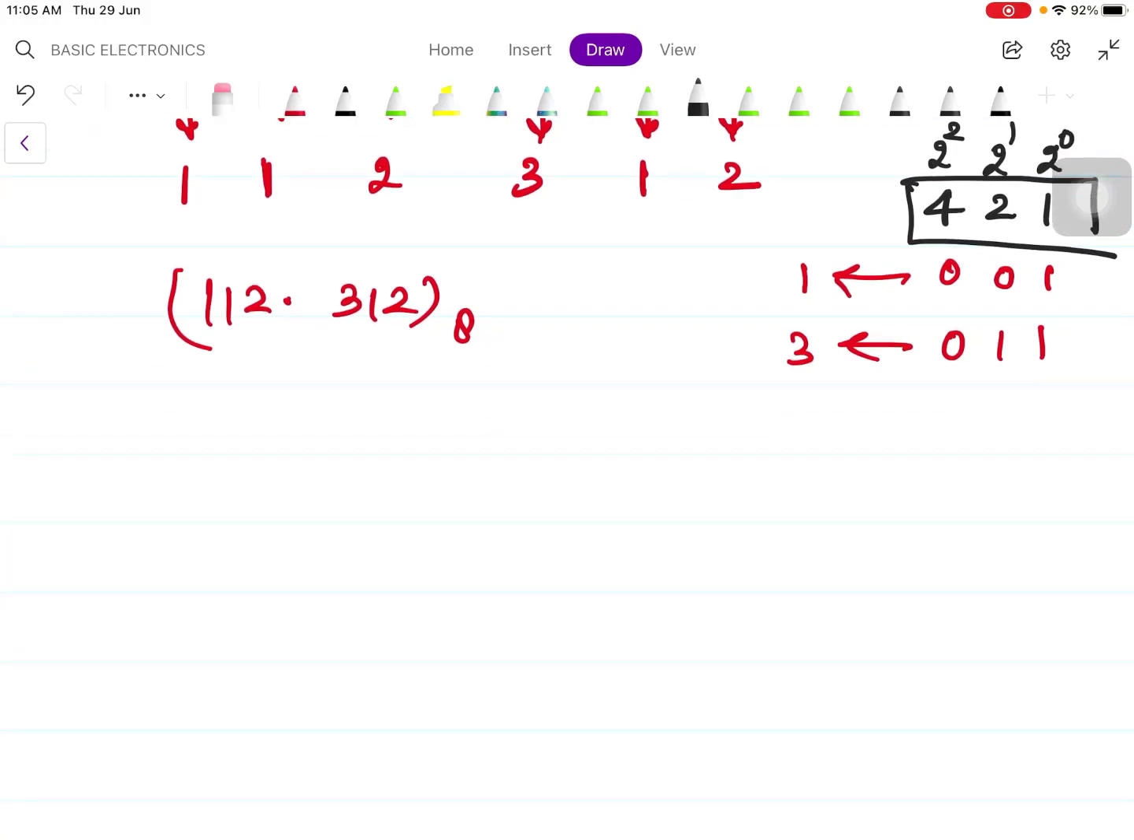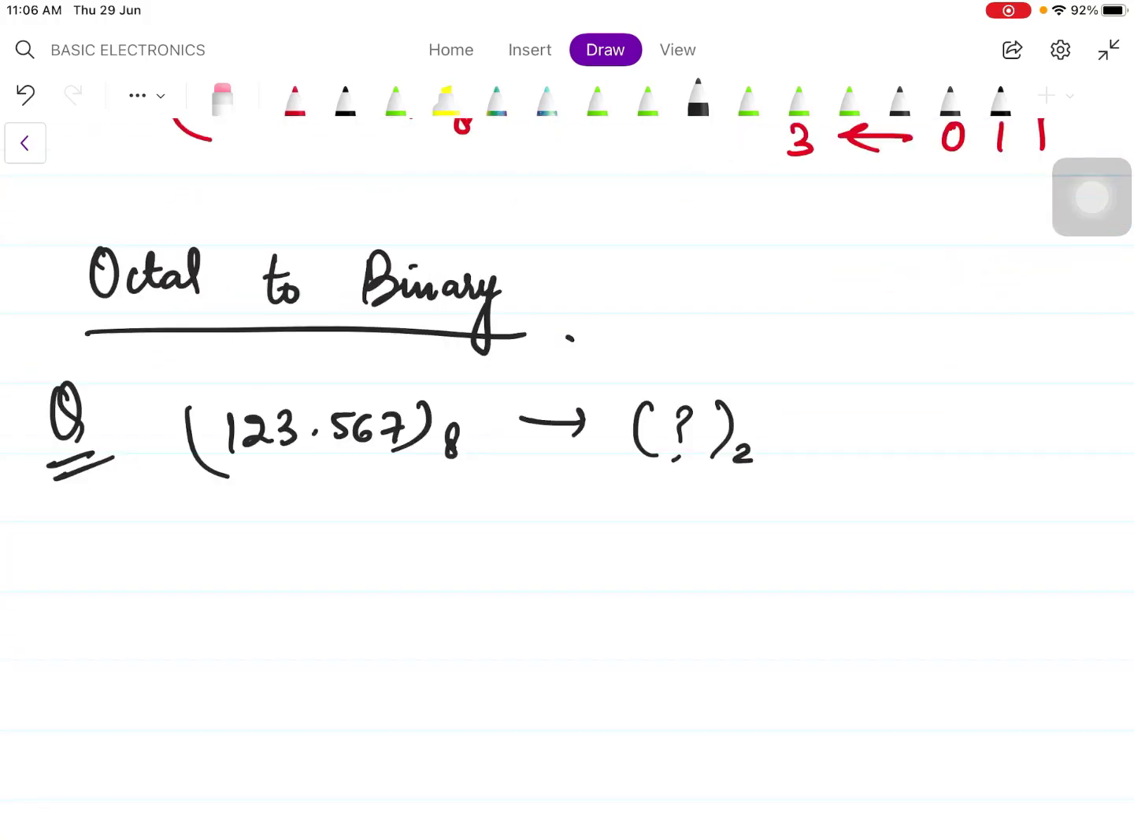Next comes octal to binary. Alright. So again, for the octal number system, code is 421. You simply have to represent each number with this code. So for 1, it will be 001. For 2, if you have to represent, so you have to place 010.